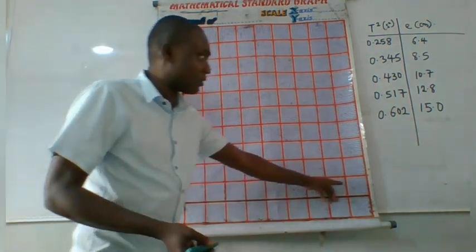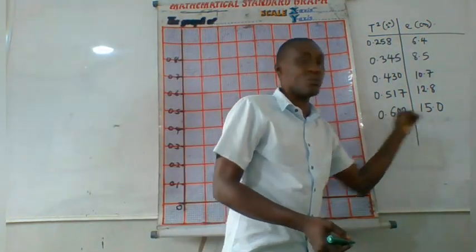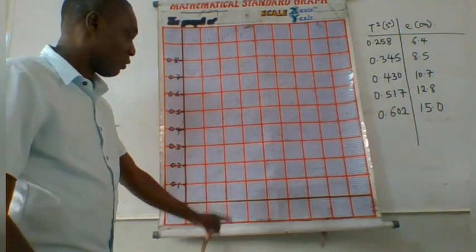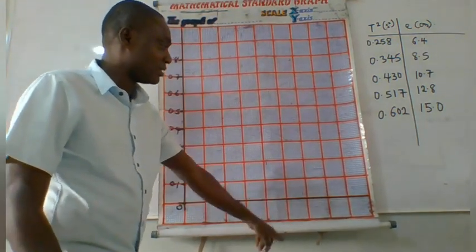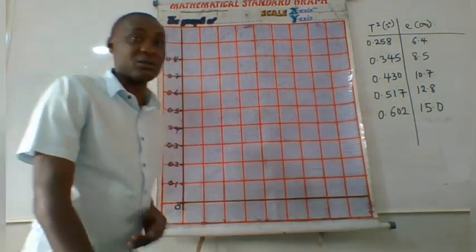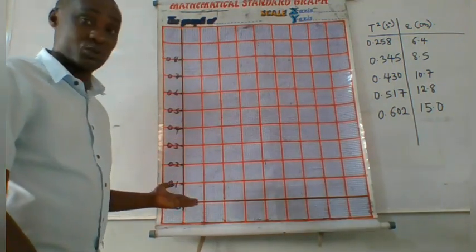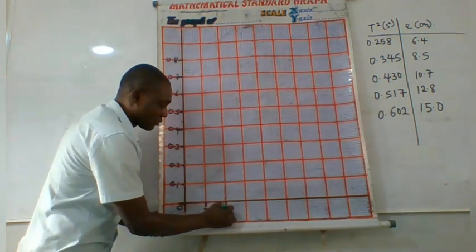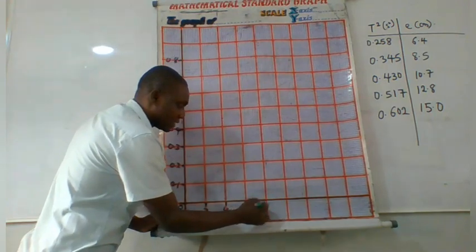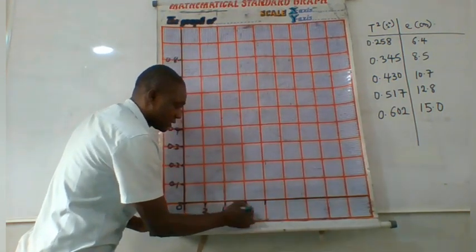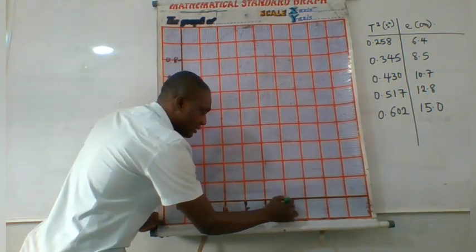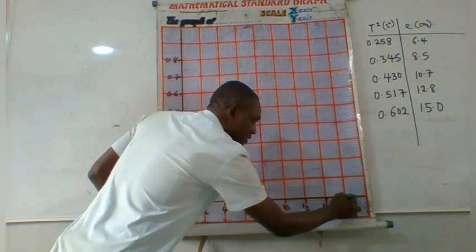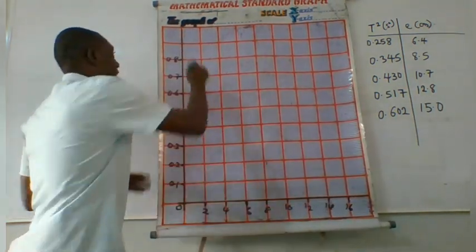So let's go to this other axis. So we have 6.4 to 15, and we want to start it from the origin. So let's see if we go 2, 4, 6, 8, 10, 12, 14, 16. That will be perfect. That will be very much enough. So I'll just go with 2, 4, 6, 8, 10, 12, 14, 16.